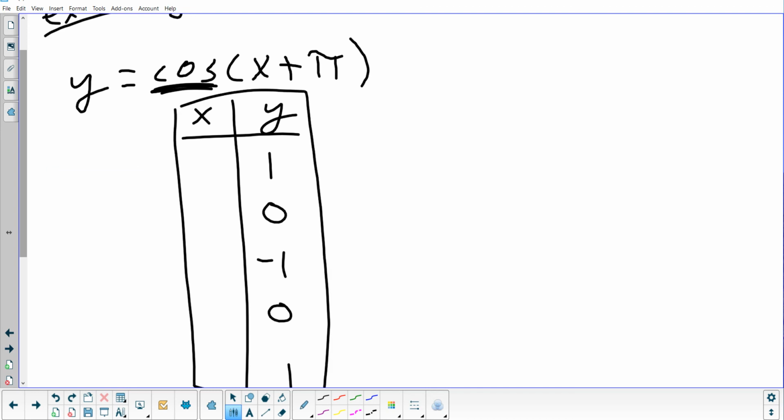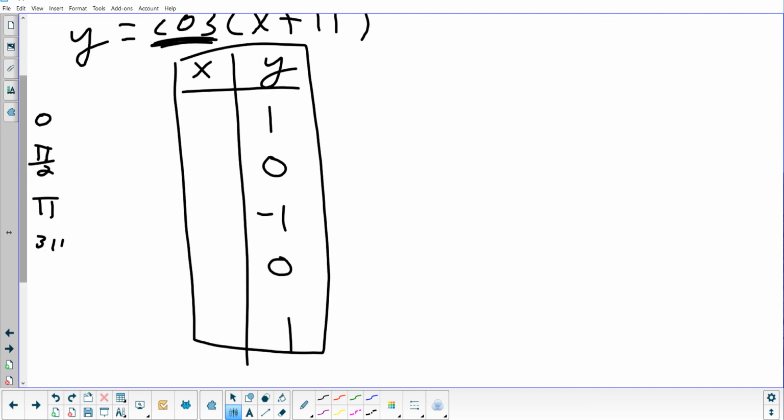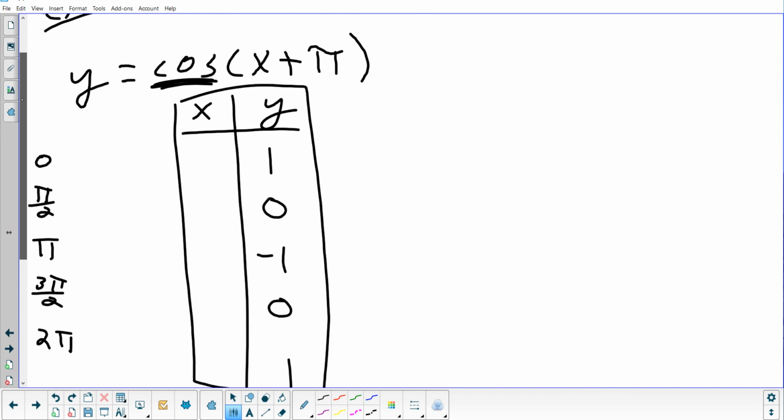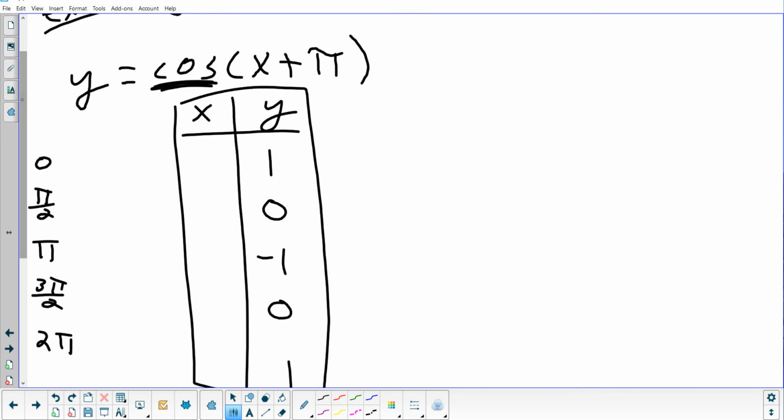Off to the side, let's put the original x's. What are my original x's for cosine or sine? They're exactly the same. 0, pi over 2, pi, 3 pi over 2, 2 pi. Yep. All right, and now, next thing to figure out is, are we going to add something to those, or are we going to subtract? So we're going to subtract. And what are we going to subtract from each one of them? Pi.